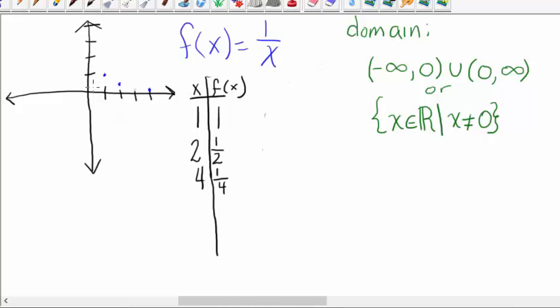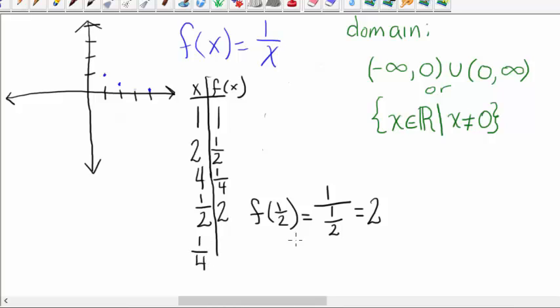Well, let's see what it's doing over here for positive values to the left of 1. So we're looking at small values of x. Say a half. When x is a half, f of a half is 1 over a half, which simplifies to 2. So when we plug in a half for x, we get 2. Similarly, if we plug in a fourth for x, we're going to get 1 over 1/4, which simplifies to 4. So f of a fourth is 4.